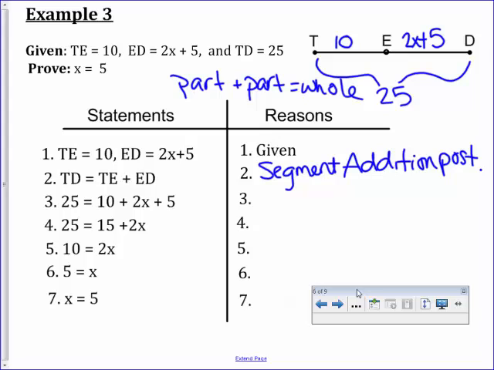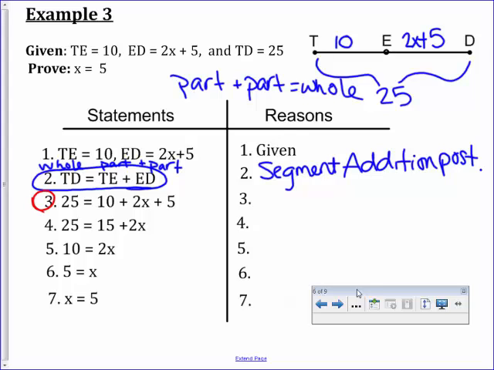And segment addition postulate, that's what this says right here in this step. TD is the whole thing, the whole length of this line segment, and then this is your part plus your part. So this is the geometry part of a proof. You'll do segment addition postulate, we've done angle addition postulate. We'll talk about angle bisectors, midpoints, just about any definition we've given to you can be used when you're writing a proof.